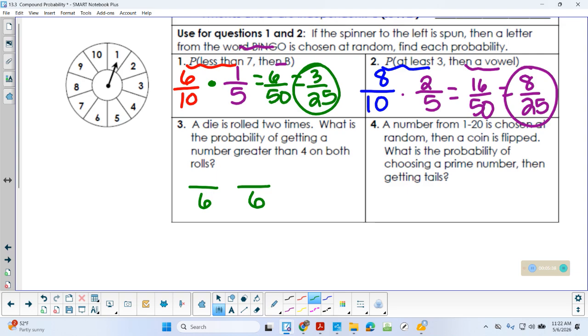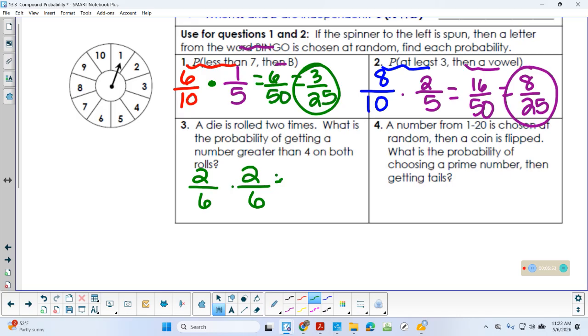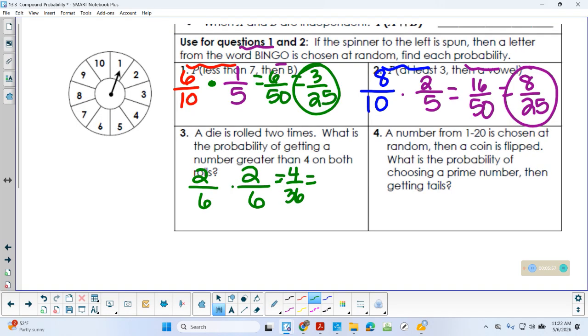So let me ask you a question. Does 4 count? No. So your only 2 favorable outcomes are what 2 numbers? 5 and 6. So we have 2 numbers per roll. We're going to multiply it. So you have 4 over 36. And you can always reduce on your calculator. 1 over 9.